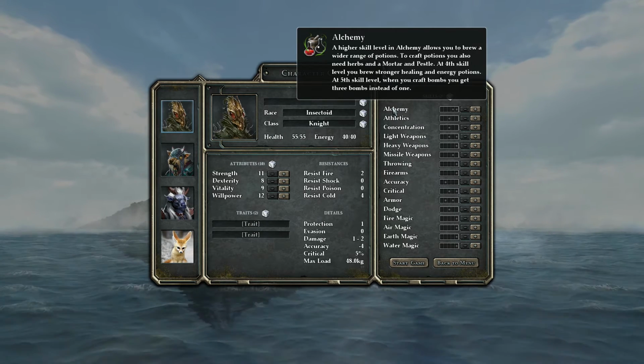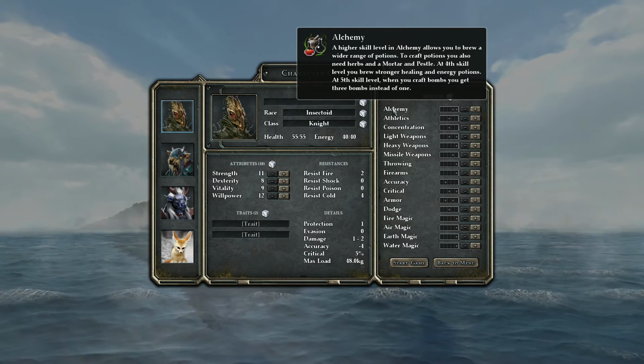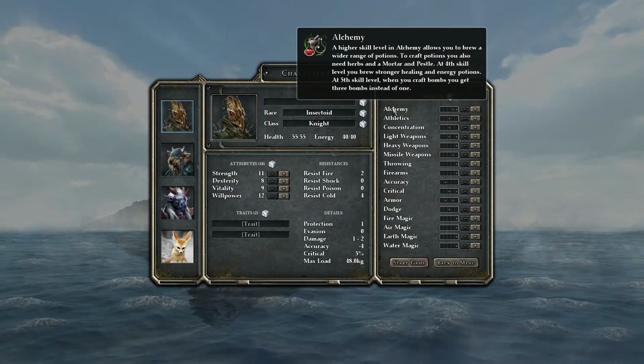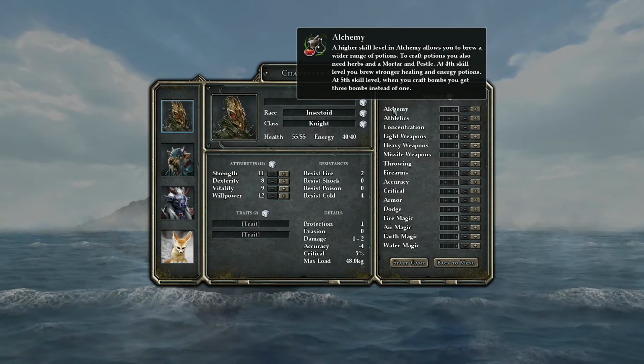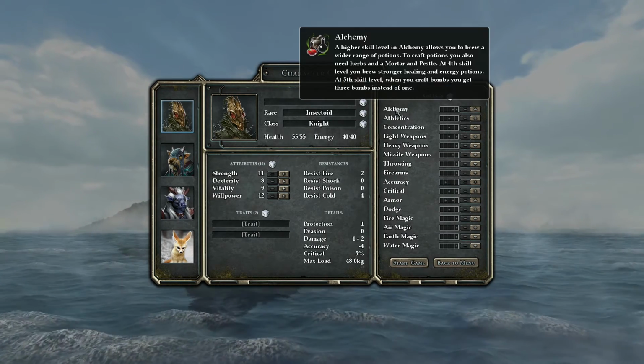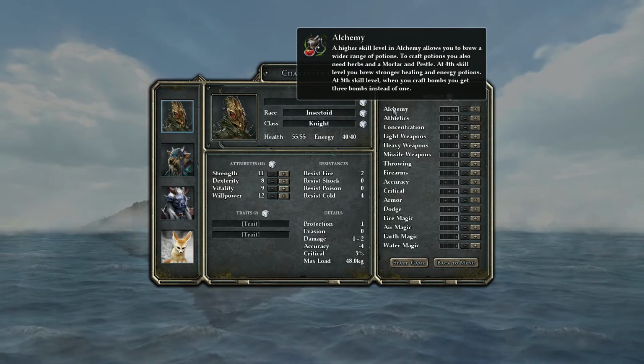Which basically means if you're going to be a bomb user, you kind of want to save all your ingredients until like level 4 and 5. You don't want to make any bombs until 5th level in alchemy if you're going to throw bombs.